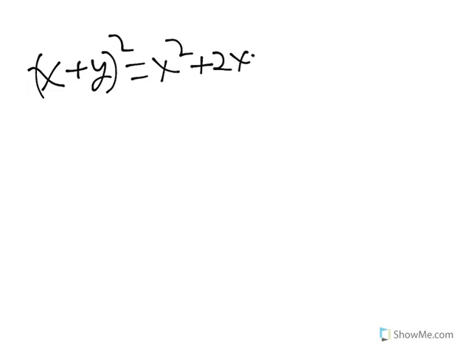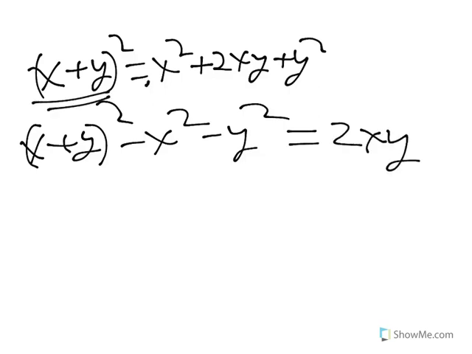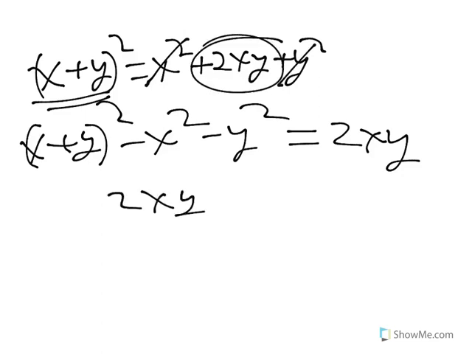This algorithm works because (x plus y) squared equals x squared plus 2xy plus y squared. So if you do (x plus y) squared minus x squared minus y squared, you're going to end up with 2xy. So the (x plus y) squared is here. If we subtract away the x squared and the y squared, all that's left is that. Of course, you divide that by 2, you get the product.